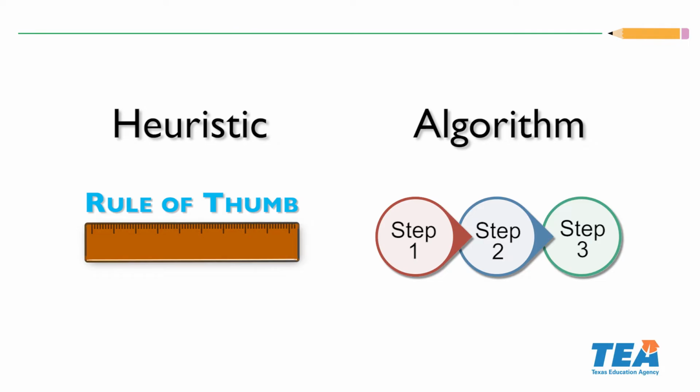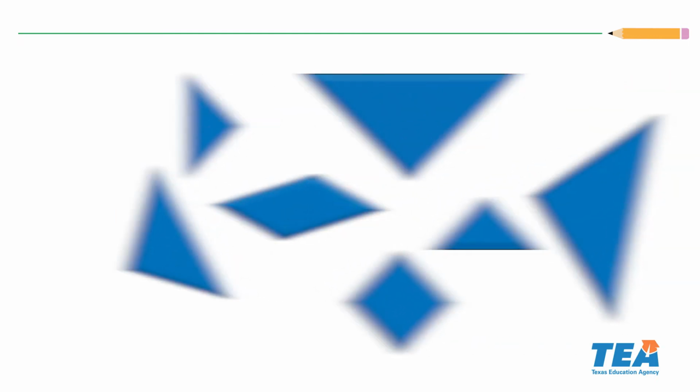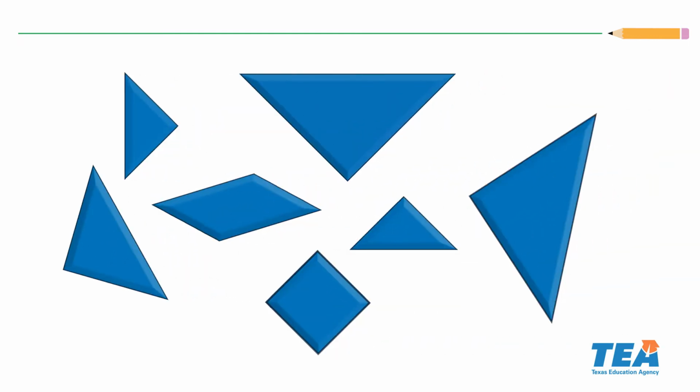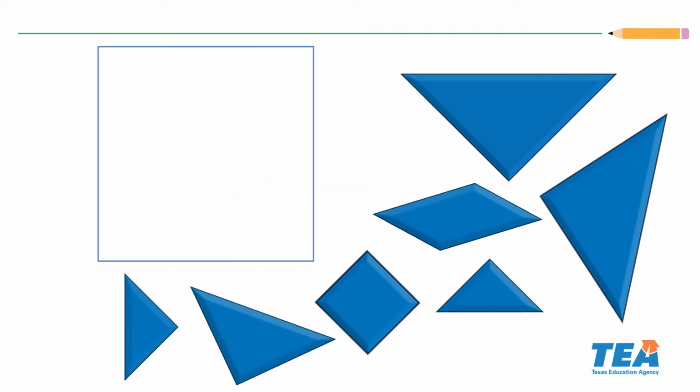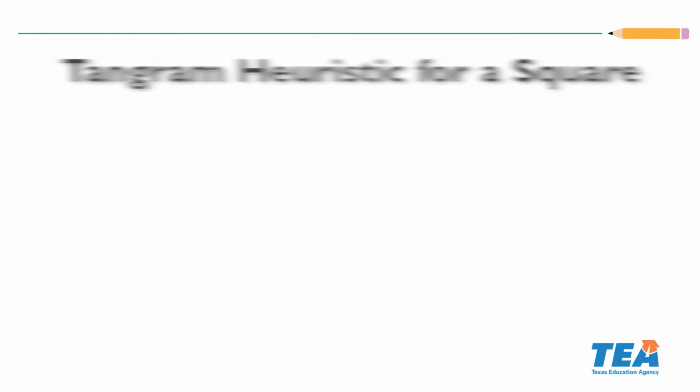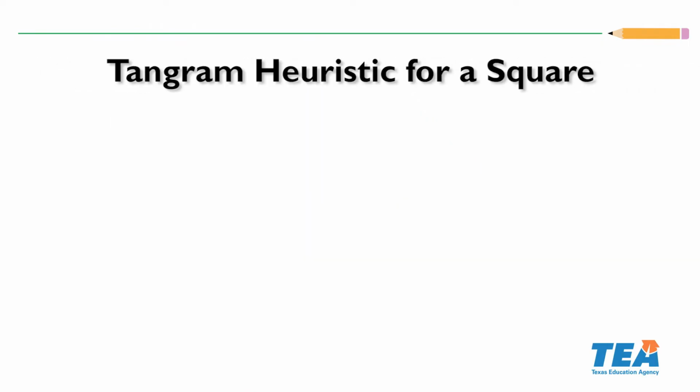Algorithms are applied when a solution process is clear. We will be looking at a heuristic, which is used when a solution process is not clear. Let's look at an example of how we can use a heuristic to help create a square from Tangram pieces. The goal is to use all the Tangram pieces to create a square that is congruent to the silhouette shown here. A heuristic for the Tangram puzzle may look like this.